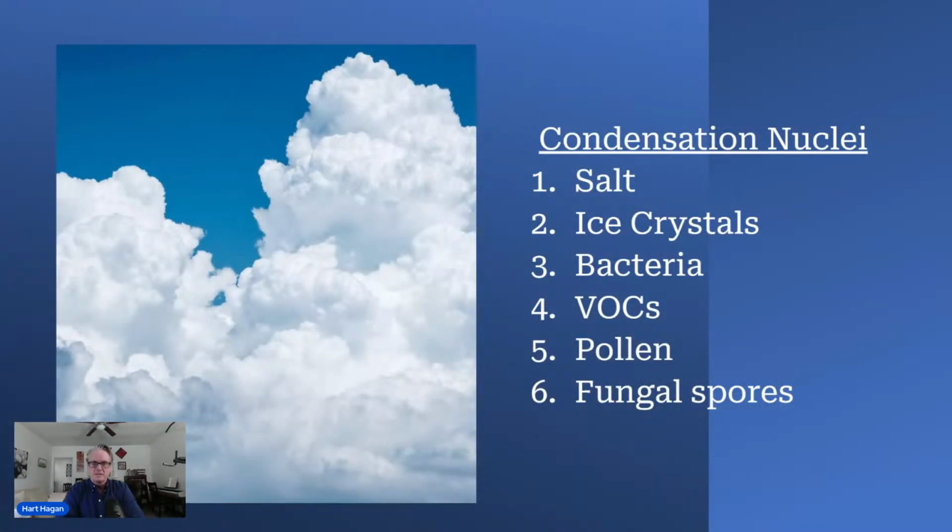Let me show you this graphic again. There's a tremendous advantage to having more of 3, 4, 5, and 6, and that is that the condensation occurs at higher temperatures. If you have only number 1 and number 2, salt and ice crystals, the temperatures have to be very, very low in order for condensation to occur. You want the temperatures to not have to be so low. That's why we need more of 3, 4, 5, and 6, because condensation occurs at temperatures that are not so low, and therefore more frequently you can have rain.